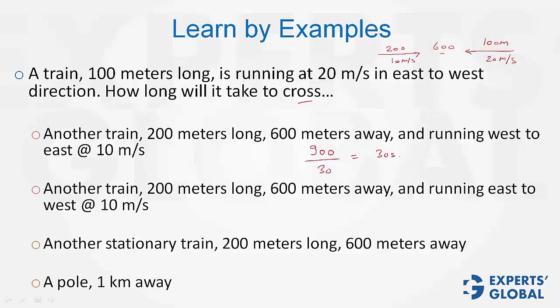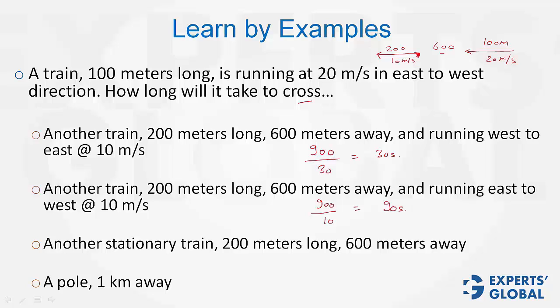Look at the second one. The same question, it's just that now the direction is not west to east, it is east to west. So it's moving this way. The distance to be covered is still 900, but the relative speed is the difference of the two speeds. This train will overtake this train at 20 minus 10 equals 10 meters per second. The time taken would be longer. It would be 900 divided by 10 equals 90 seconds.